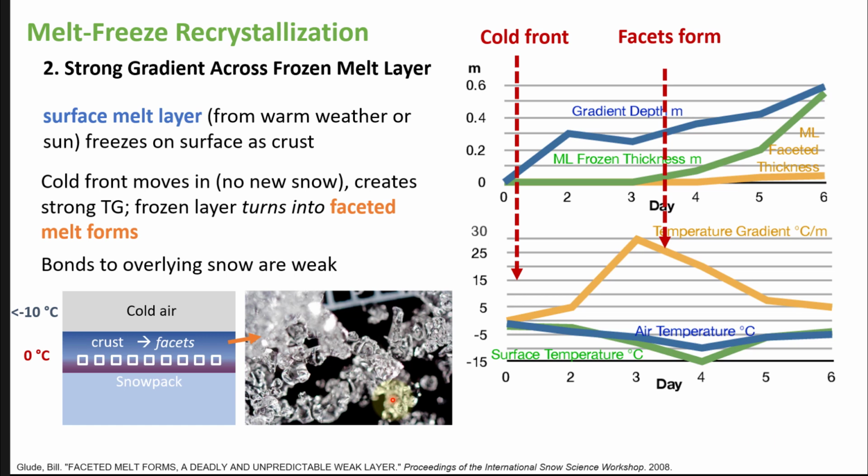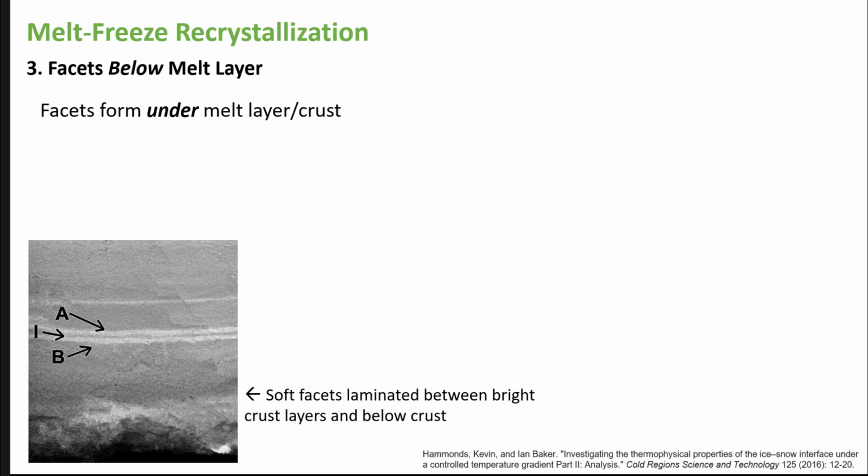And these are particularly weak in bonding to overlying snow, and so again you end up with these persistent grain types that have poor bonding and decrease the overall stability of the snowpack, especially when you have a slab layer that is deposited on top of these.